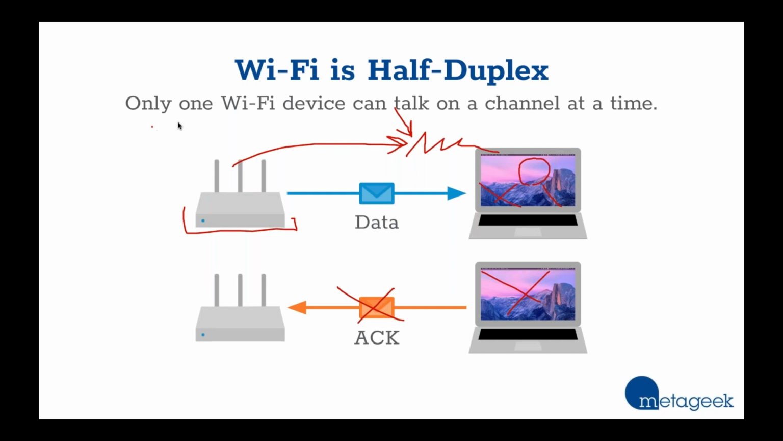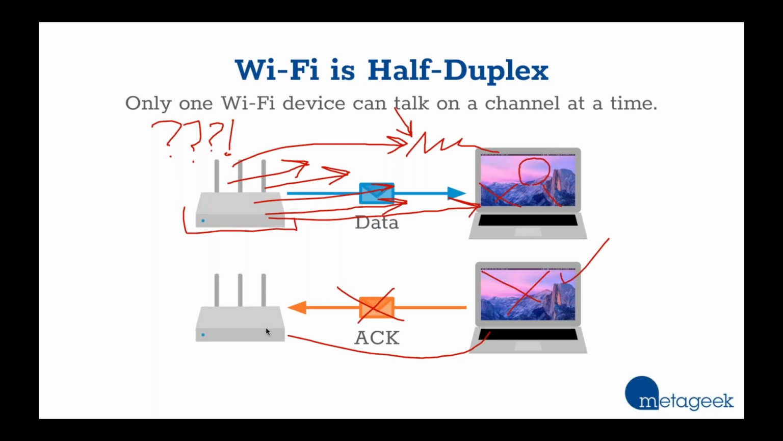So the access point's going to start going, okay, well, I never heard the acknowledgement from the laptop, so I must not have received the data. So it's going to transmit it again and again. It's going to keep retransmitting that data until finally the data makes it through to the laptop, and the laptop can go, yep, check, I understood the data, and it can reply with an acknowledgement.